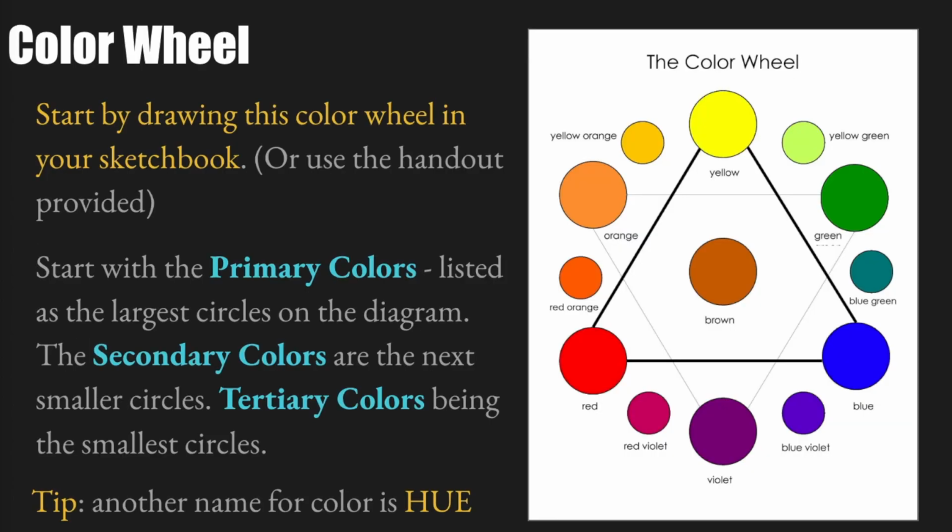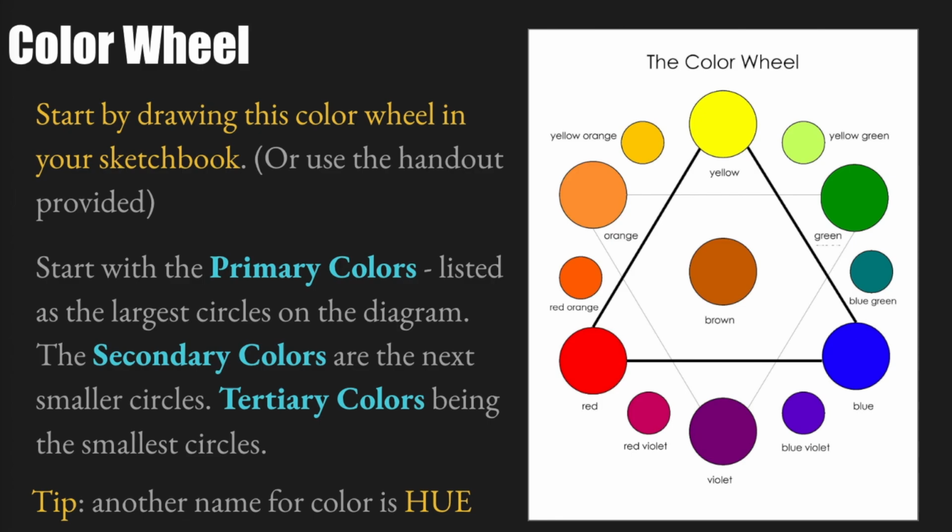To start, the color wheel is the best way to see color value. That would be the lightness and darkness we talked about in the elements and principles, but within color. For the color wheel, we will start with the primary colors. Those are the biggest circles you see on the color wheel you're looking at. The primary colors are what create all the other colors on the color wheel. The primaries are yellow, blue, and red.